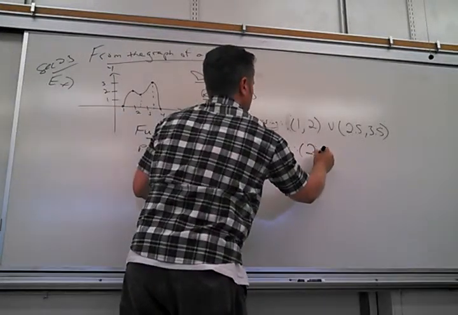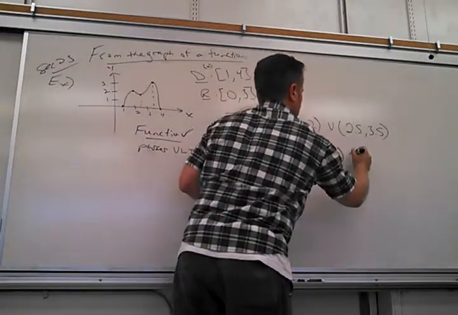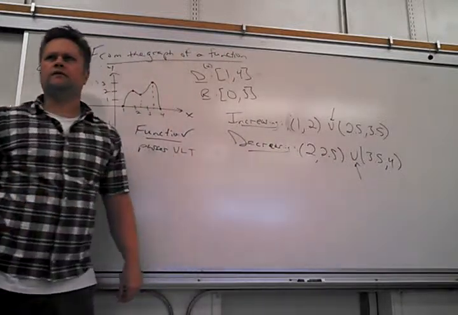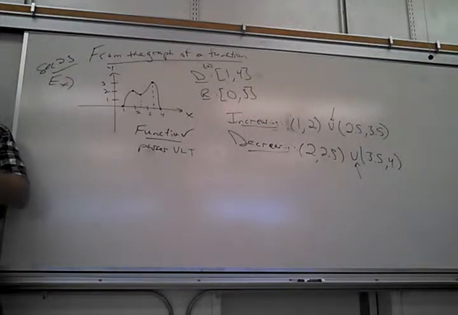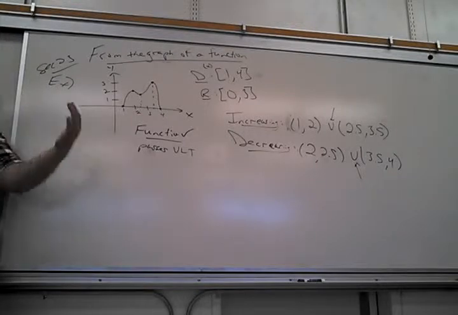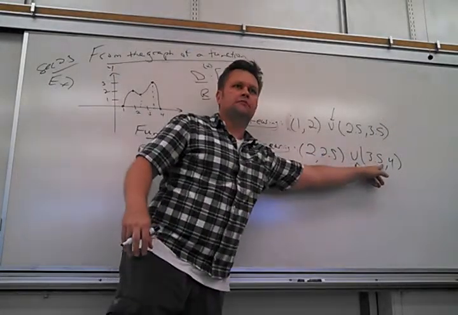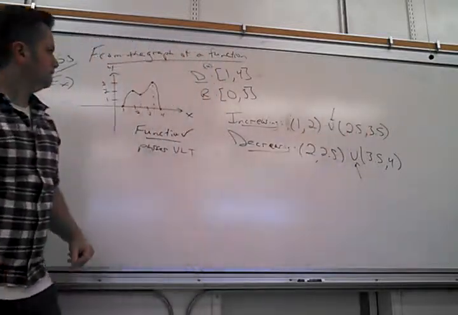And then where else is it decreasing? Anywhere else? 3.5 to 4. Yeah, 3.5 to 4 is decreasing. So pretty cool with that symbol there. I can't remember if I talked about that symbol. What's that symbol mean? Union, or even better, it's the word or. Because where is it decreasing? Here or there. Now in English, and would work, but in math, there is nothing that is here and there. They're two separate things. There's nobody that does both. So we want to use the word or there.